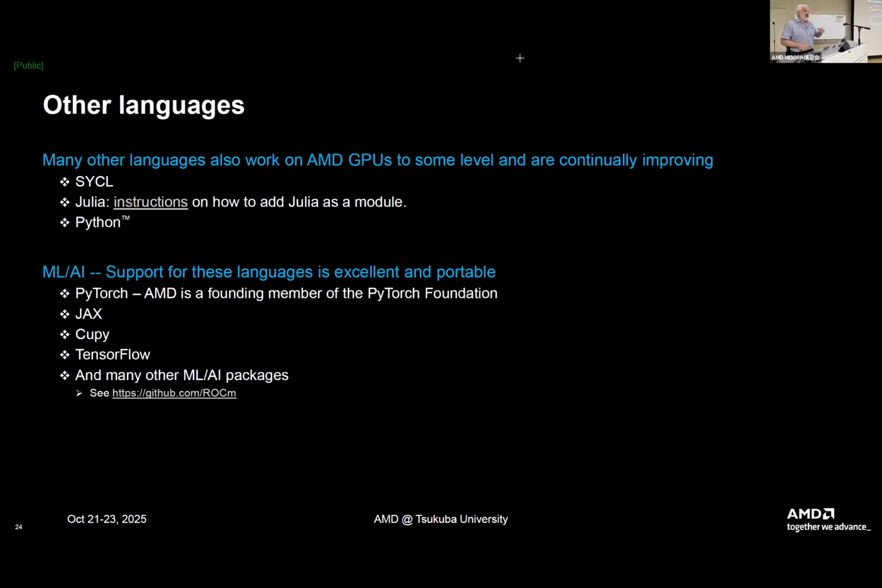We have many other languages. They don't all get as high a level of support from AMD. We just run out of resources at some point. But SYCL will run on our system, and Julia. We had a whole day of workshops on Python for AI workloads. And then many other AI packages like PyTorch, JAX, CuPy, TensorFlow, and they're pretty much drop-in replacements to run on AMD hardware. Not necessarily with the best performance at the start, but they will run, moving it from any other system to the AMD GPUs.